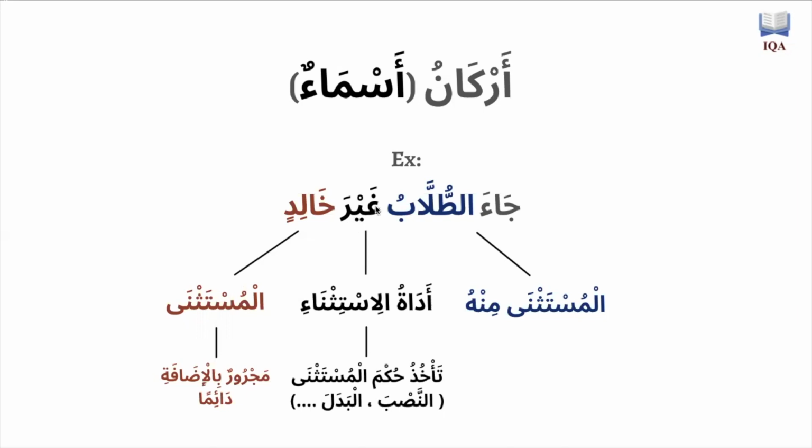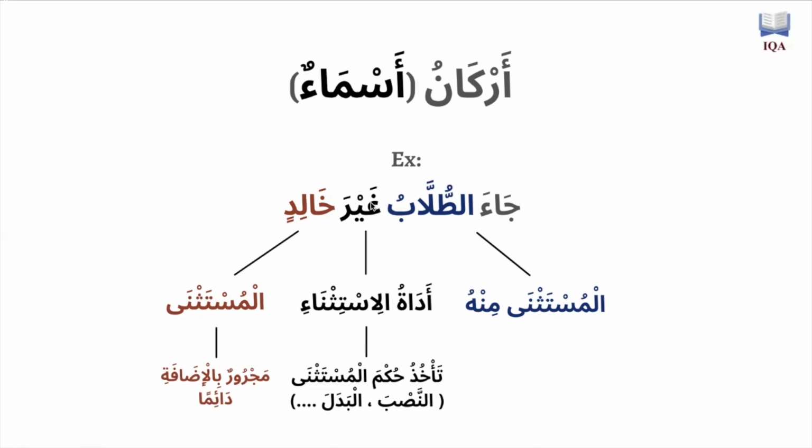And then the noun that comes before ghayr, before that adat istithna, is going to be called the mustathna minhu, the noun that the other thing is being exempted from, which is at-tullab here. Then after that adat istithna, you're going to have the mustathna, which is the noun that's actually being exempted, that comes after "except." So ja'a at-tullab, the students came, ghayra khalidin, except Khalid. So Khalid is a mustathna.